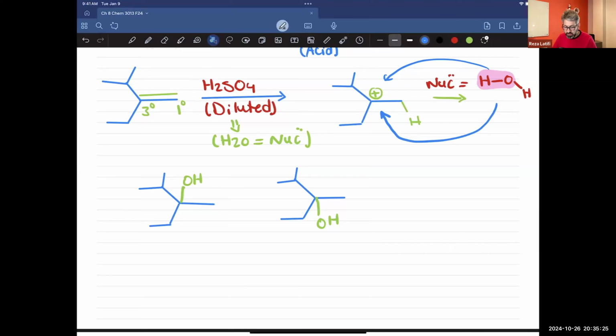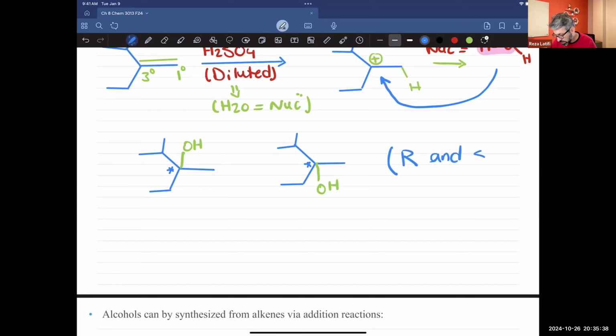Now, because I have 4 different substituents attached to this carbon, that carbon is going to be a stereocenter. And so I'm going to say the reaction will give me R and S product. And our alcohol is attached to a tertiary carbon, so it will be a tertiary alcohol.